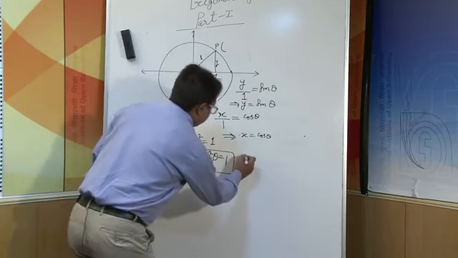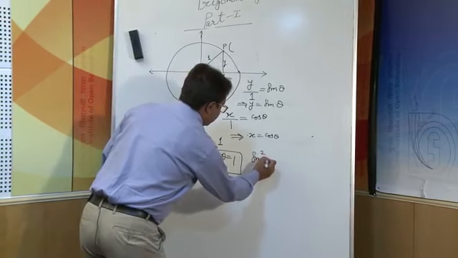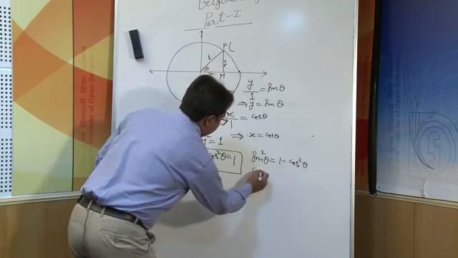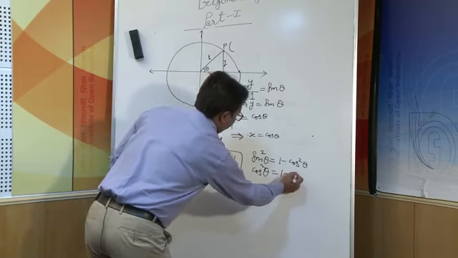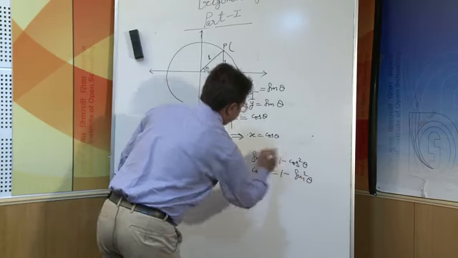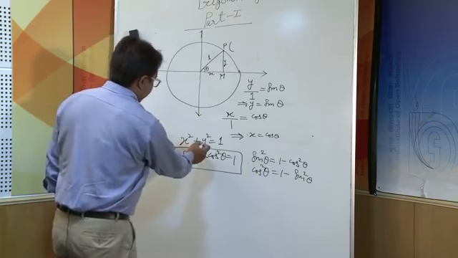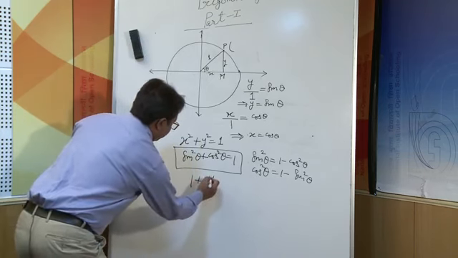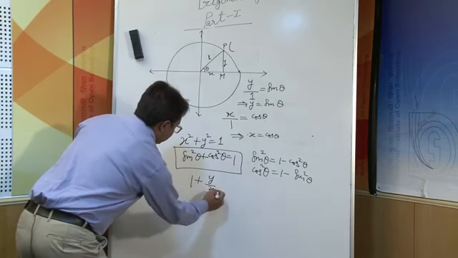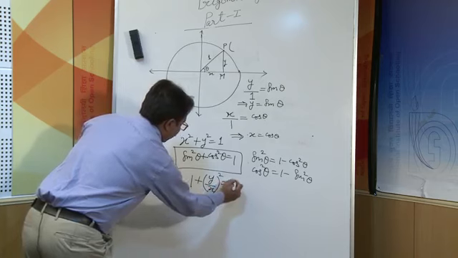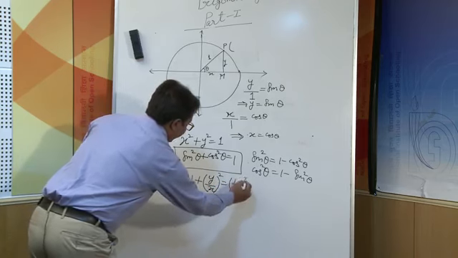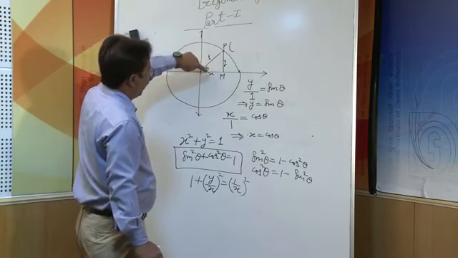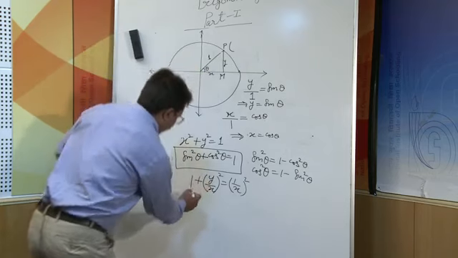From the same identity, we can derive these two values: sin square theta equal to 1 minus cos square theta, or say cos square theta equal to 1 minus sin square theta. When we are using this x square plus y square equal to 1, if I divide it by x square, I get 1 plus y upon x whole square equal to 1 upon x square. In this diagram we can see y upon x means perpendicular upon base. This is equal to tan theta.